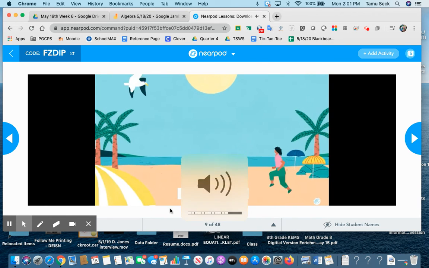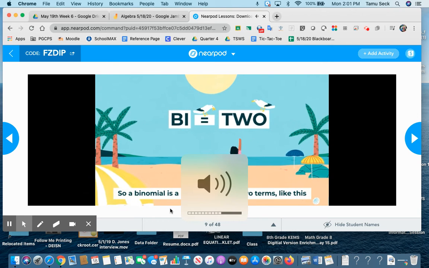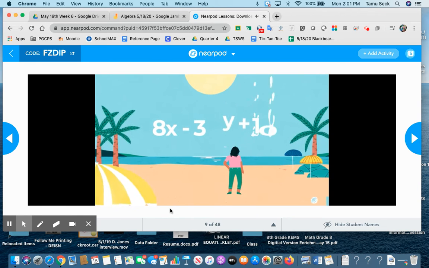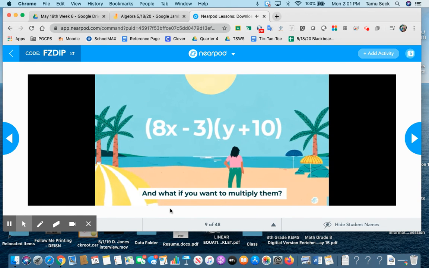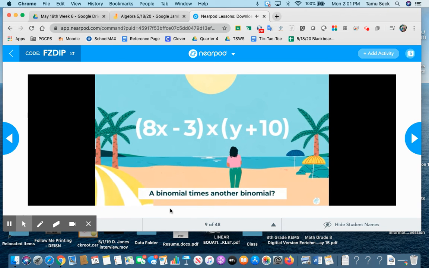Bi means two, so what is a binomial? A polynomial with two terms, like 8x minus 3 or y plus 10. And what if you want to multiply them? A binomial times another binomial.